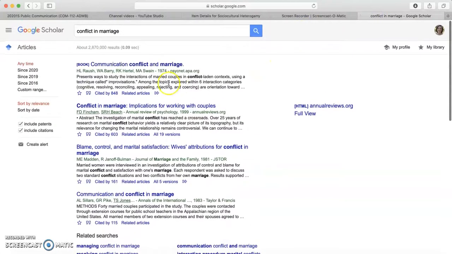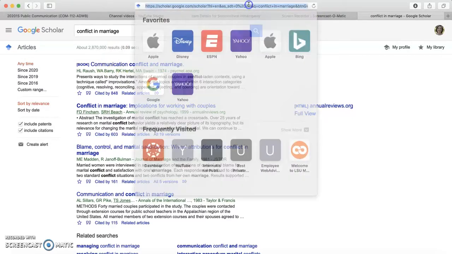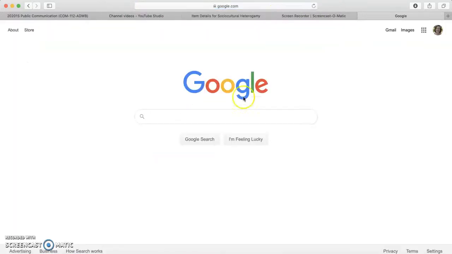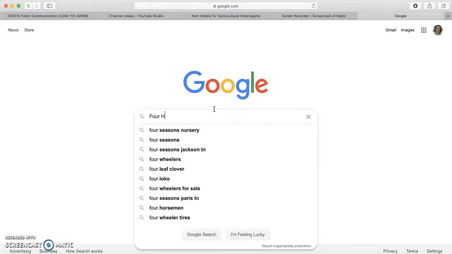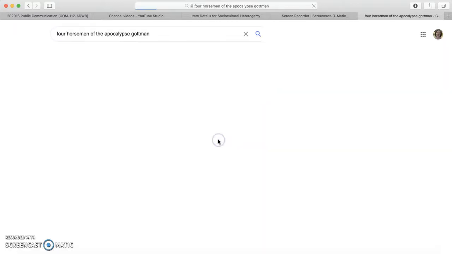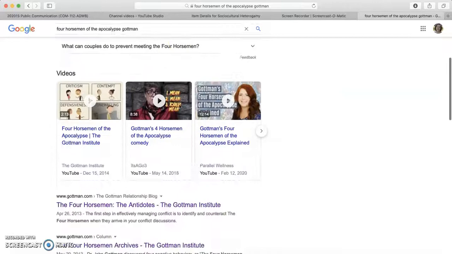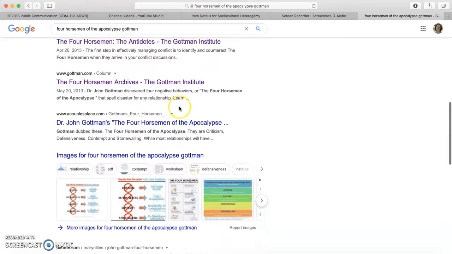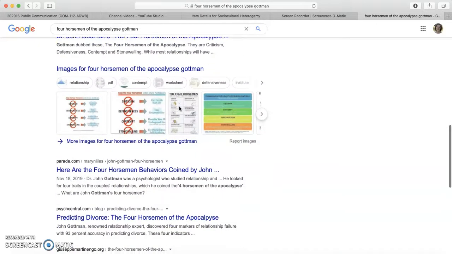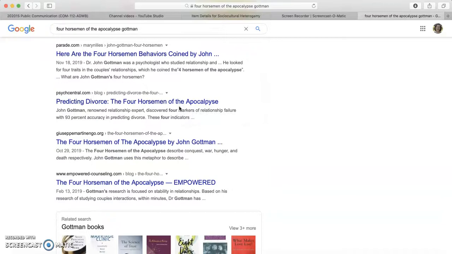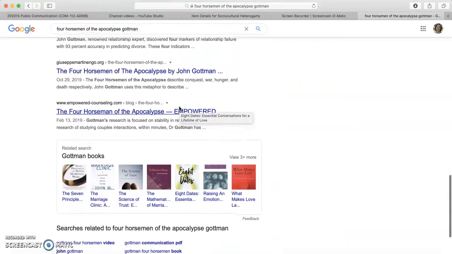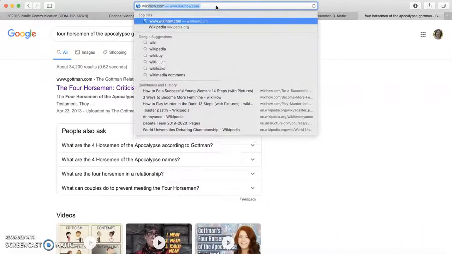All right, so once again, I would usually start at Google Scholar and pull off sources there. Another way, on the normal Google, let's say I want to look up the four horsemen of the apocalypse, Gottman. It's going to pull up Gottman, of course, but I want to actually pull up the Wikipedia page. It's so funny because so many people have already talked about it, Wikipedia is not coming up. So let's just go to Wikipedia then.